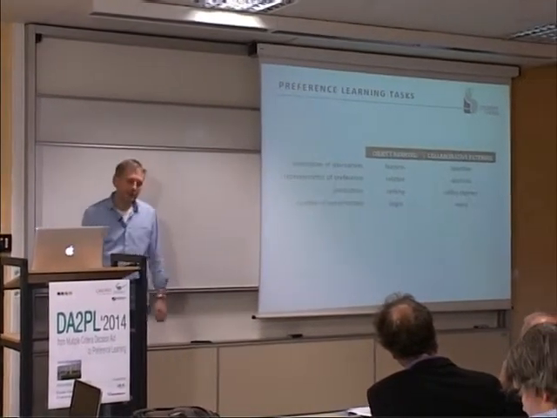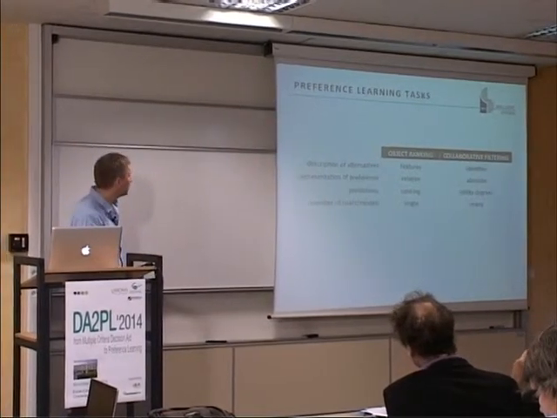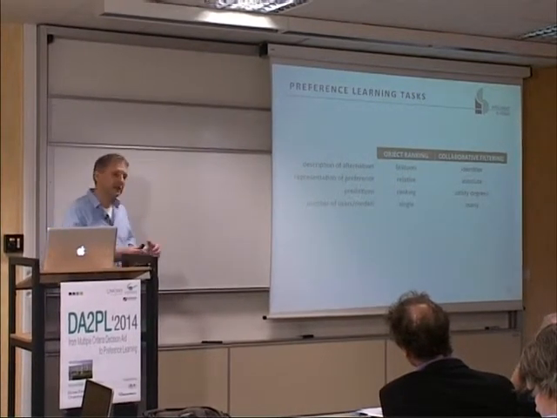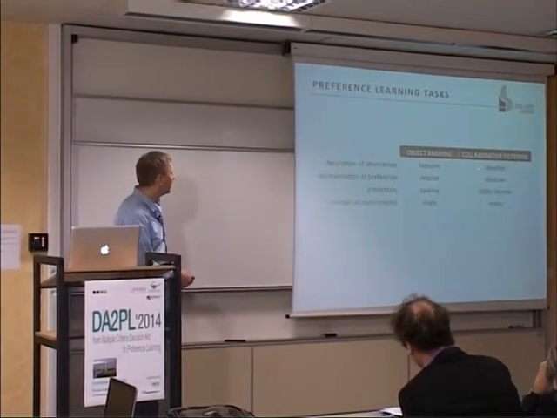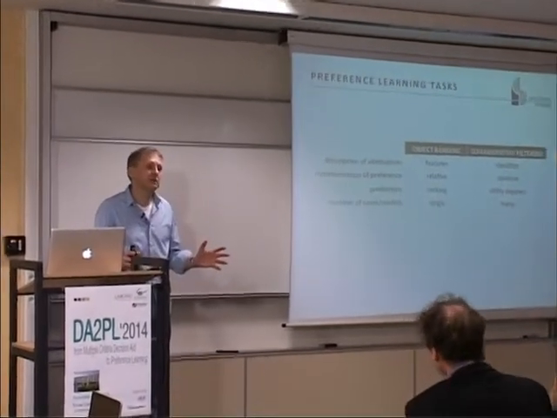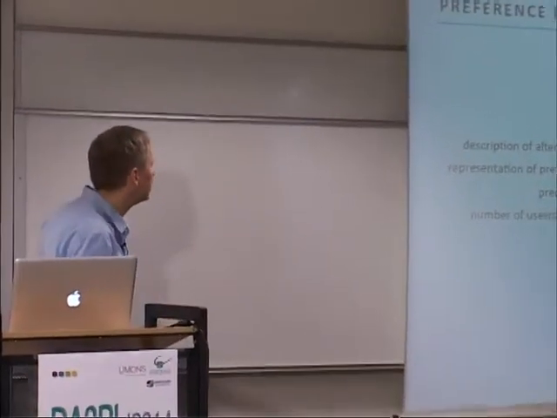These two problems already have a number of differences I would like to point out. Regarding the description of alternatives, in object ranking the alternatives are described in terms of properties, in terms of a feature vector. In collaborative filtering, at least in the standard, simple form, they don't have any properties. They are just described in terms of an identifier, a number, which is meaningless from a learning point of view. The representation of preferences in object ranking is relative, so you compare pairs of alternatives. In collaborative filtering, the ratings are given on an absolute scale.